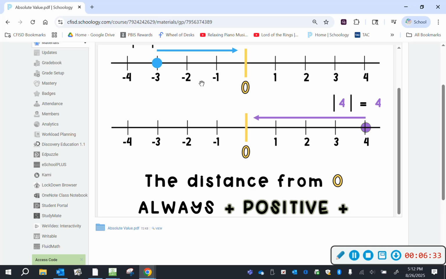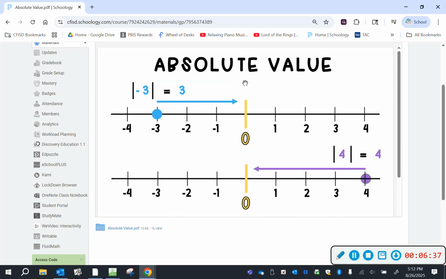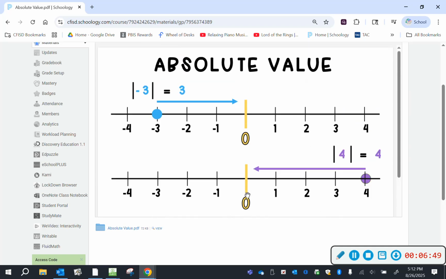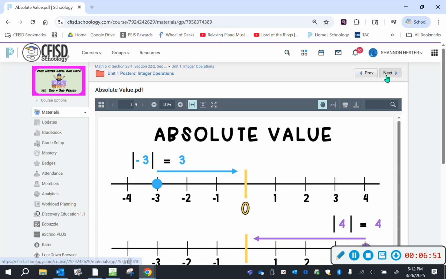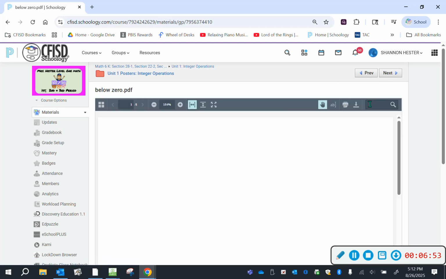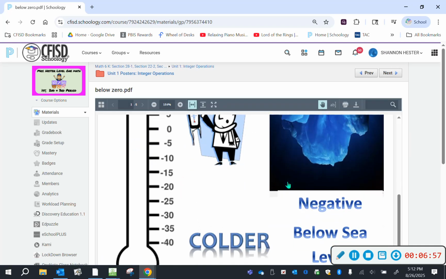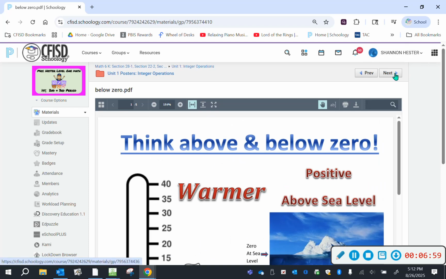So -3 is 3 spaces away from 0. That's why the answer is 3. And absolute value of 4 is 4 spaces away from 0. That's why the absolute value is 4. So absolute value, being a distance, is always, always, always positive. Their next poster, above and below 0, just gives them some ideas about negative numbers and positive numbers. Number lines can be vertical or horizontal.